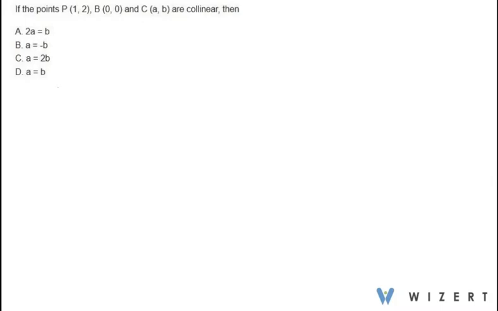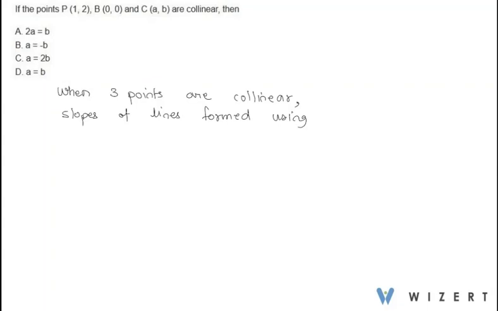Now we know when three points are collinear, slopes of lines formed using two points at a time will be equal. So with points P, B and C, we have lines.